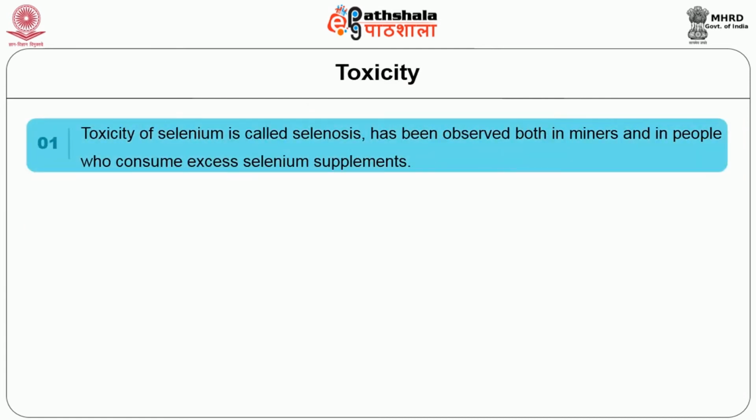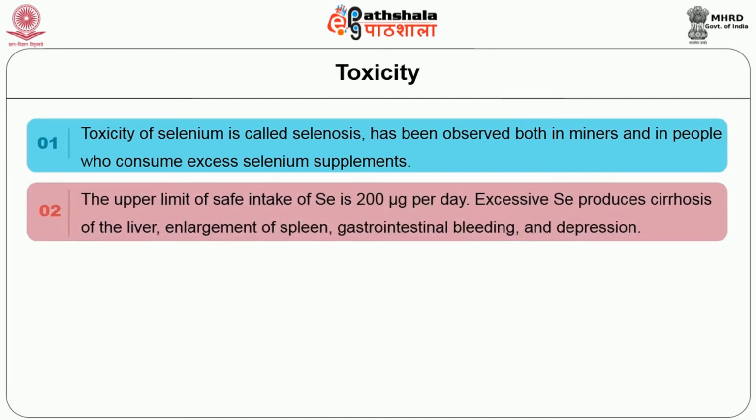Toxicity of selenium is called selenosis, and has been observed both in miners and in people who consume excess selenium supplements. The upper limit of a safe intake of selenium is 200 micrograms per day. Excessive selenium produces cirrhosis of the liver, enlargement of spleen, gastrointestinal bleeding, and depression.